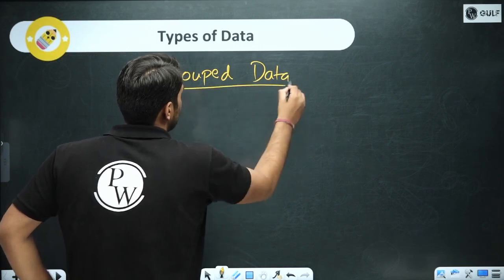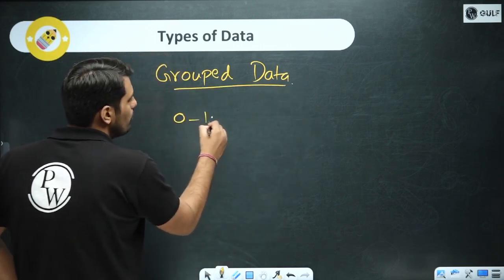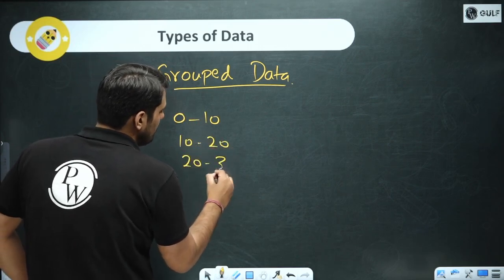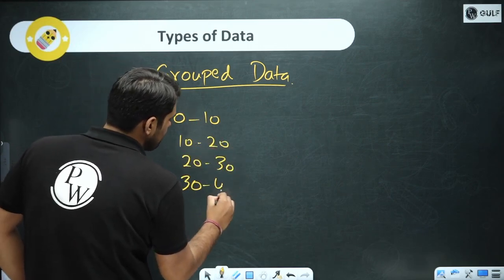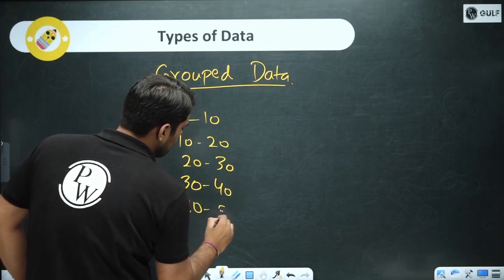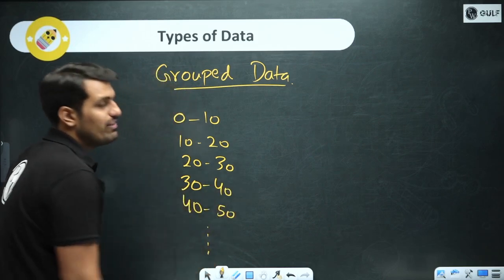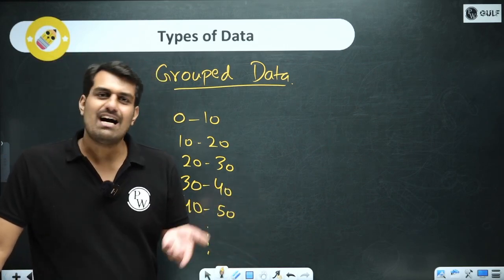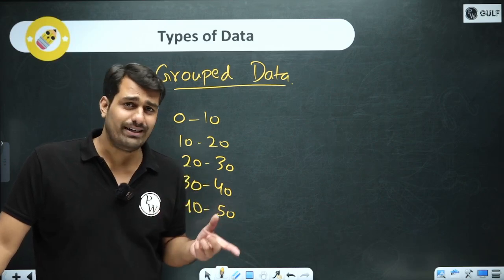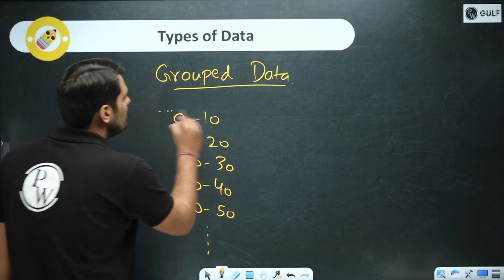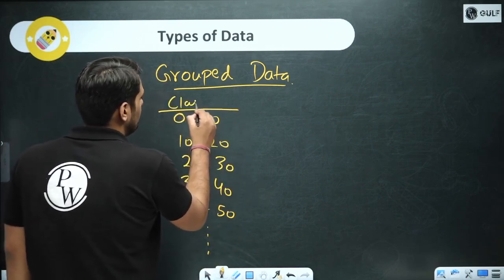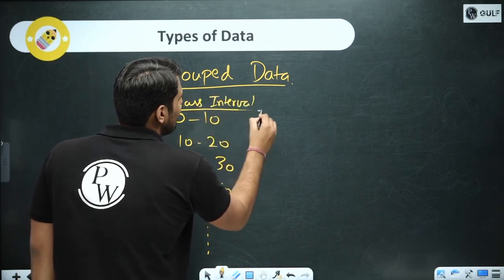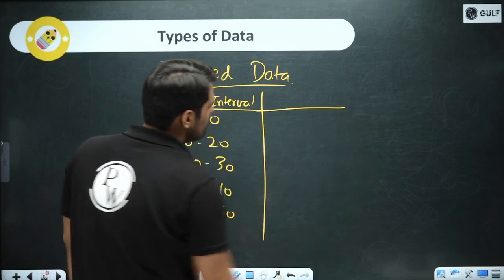And how does it appear? It appears in this form. 0 to 10, how many scored? 10 to 20, 20 to 30, 30 to 40, 40 to 50, and so on, up till 100. If the examination is out of 100, the final one would be 90 to 100. If the examination is, let's say, of only 80 marks, then 70 to 80. Now, this is what we call class interval. These are the classes we have made up.